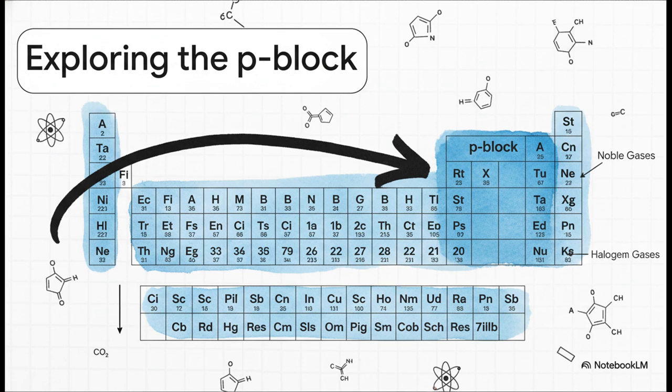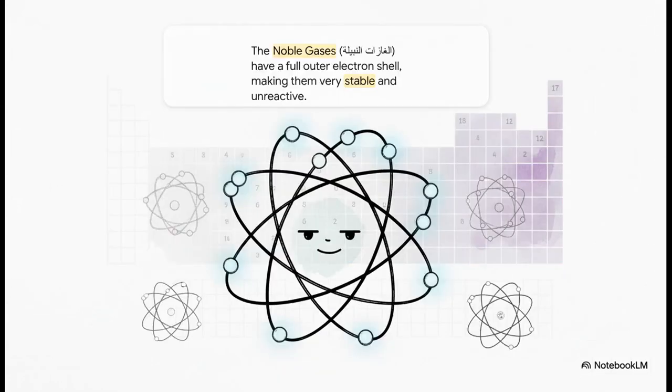So this very last group, Group 18, is home to the noble gases, or al-ghazat an-nabila. These guys are famous for being incredibly chill and stable. Why? Because their outer electron shell is completely full. They have all the electrons they need, so they just don't feel the need to react with anybody else. They're happy just the way they are.